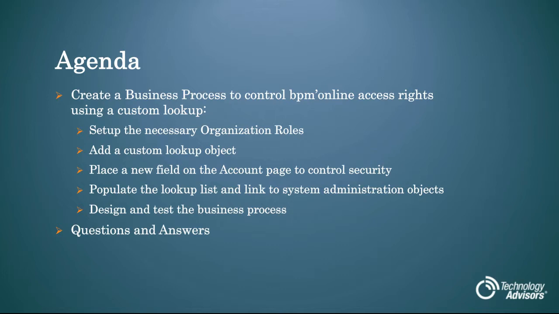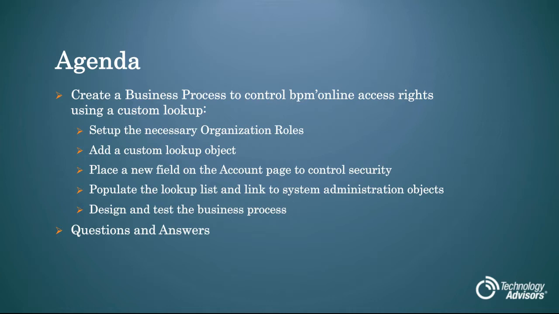So I've broken this down into about 5 main steps. We're going to start by creating the necessary organizational roles within BPM Online System Designer, which we will use to administer these access rights. From there, I'm going to walk through creating a custom lookup object in the configuration page. So a little bit different than creating a lookup within Section Wizard, if that's something you've done before. This will allow us to have a little bit more control over the columns within the table.